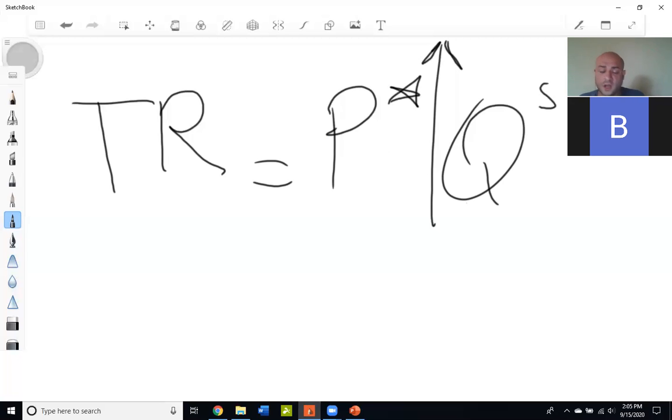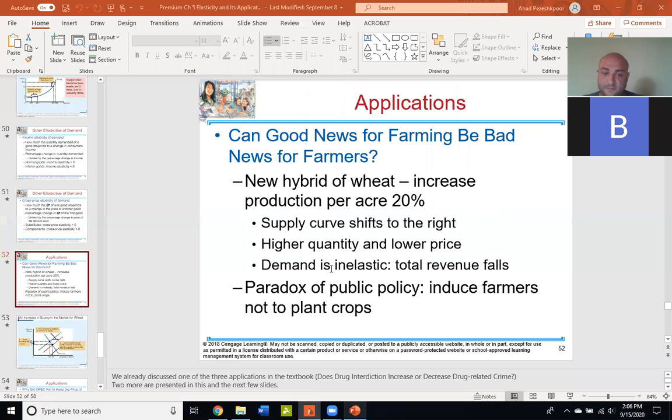That's the law of supply. When demands stay the same, if you increase your quantity of supply, your prices would go down. Now, we're talking about wheat here. Wheat is a basic food. Demand is inelastic.